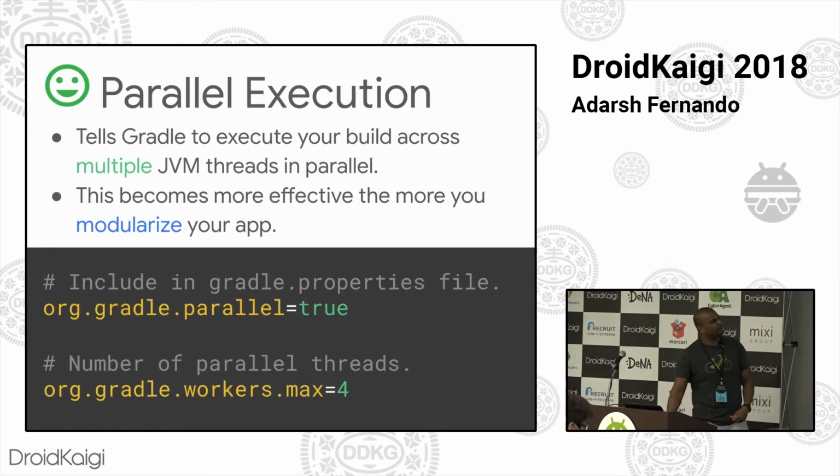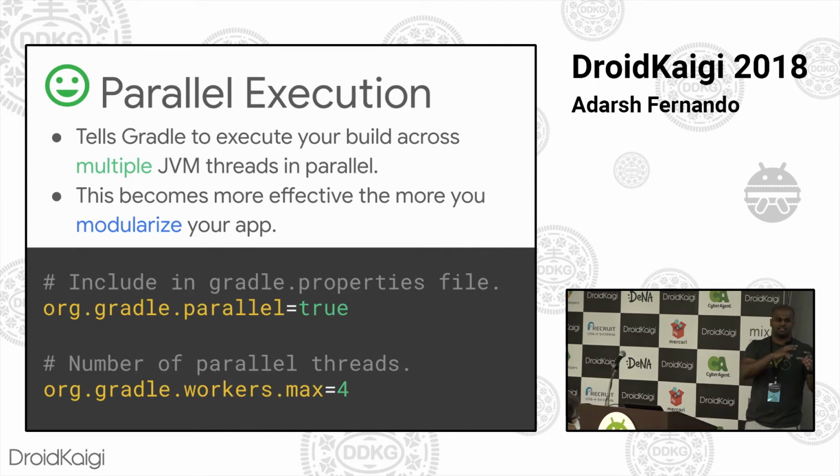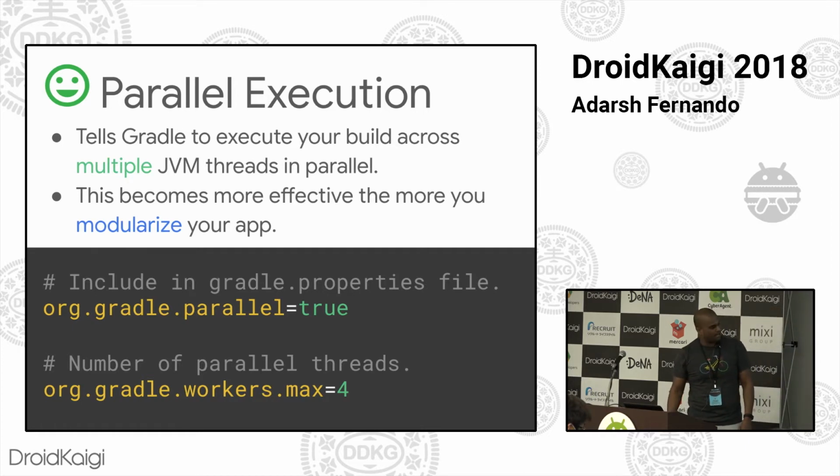Parallel execution, another great easy one to do, and it just takes advantage of multiple cores, right? It executes your build over multiple JVM threads. And it's great if you modularize your app, right? If you have more and more logic that's put out into libraries, Gradle is able to start the build process for each of those modules on separate threads. And for this one, I think the default, you don't need to add this, the worker max. It's just default, the number of CPU cores you have.